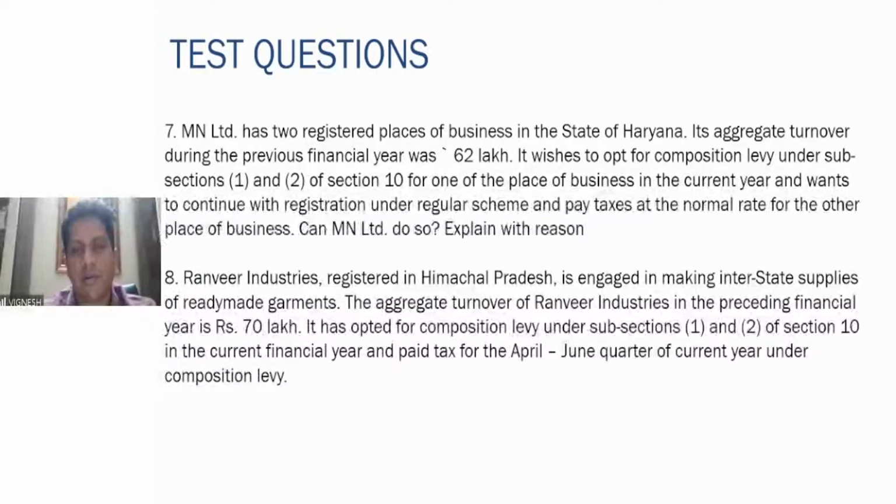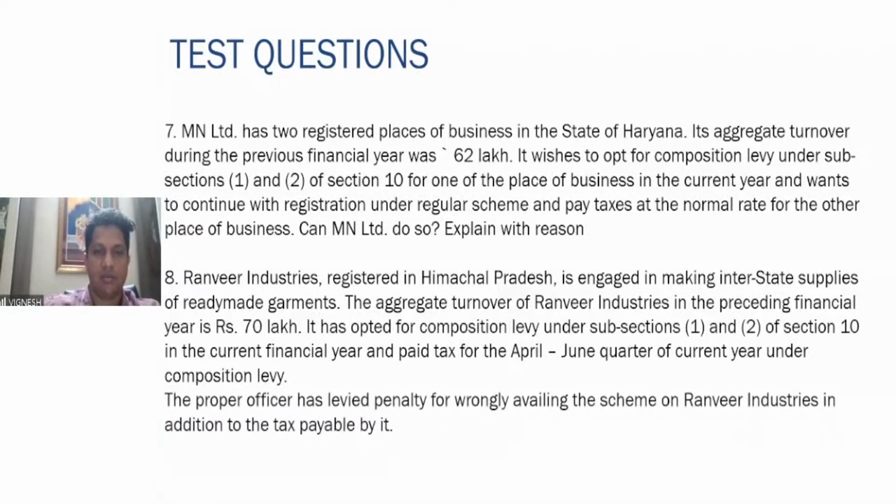Ranveer Industries, registered in Himachal Pradesh, is engaged in making interstate supplies of ready-made garments. Aggregate turnover in the preceding year was 70 lakhs. It has opted for the composition scheme and paid tax under the composition scheme. Is it correct? The proper officer has levied a penalty for wrongly availing it, in addition to the tax payable by it.